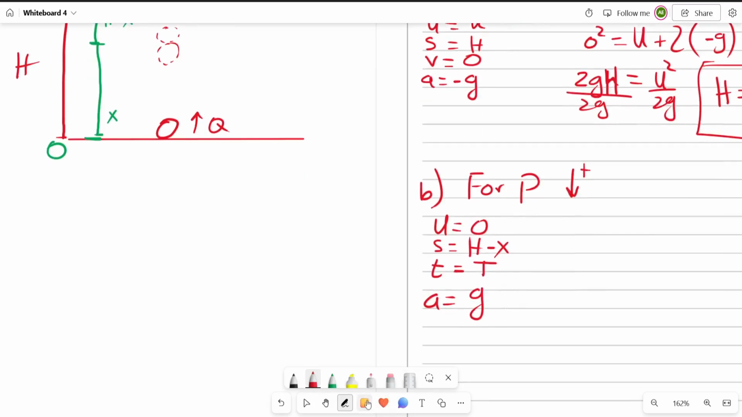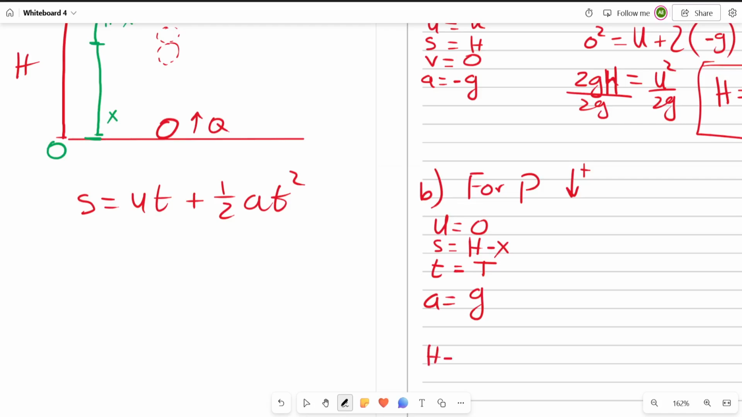Let's try to form an equation here. We mentioned u, s, t, and a. Which letter didn't we mention? We didn't mention v, so let's use the equation that doesn't have a v in it. It's s equals ut plus half at squared. So s is h minus x equals u t, which is 0 times t, basically nothing, plus half times a, which is g, times t squared, with capital T. So this is our first equation.